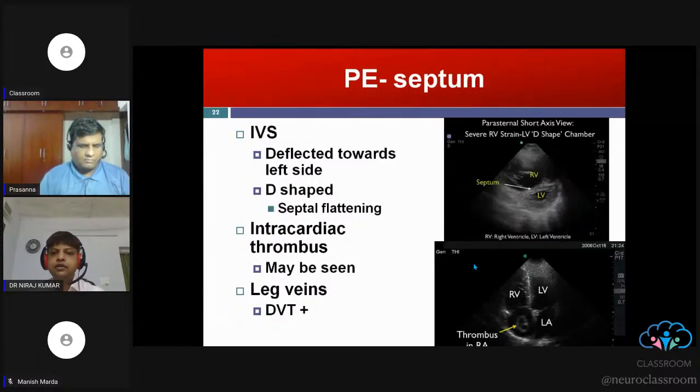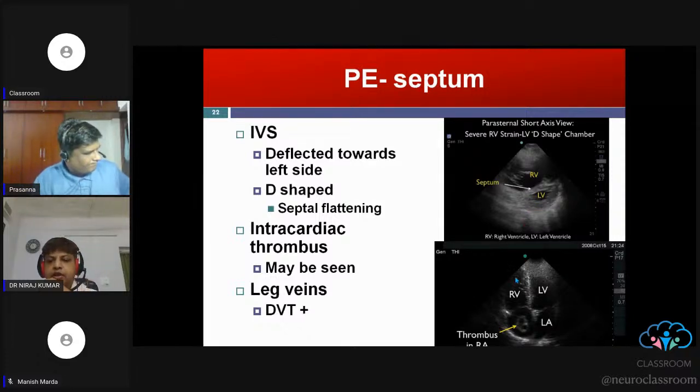Another sign is we have to assess the status of the interventricular septum. Naturally, if the right ventricle is dilated, then this septum will be deflected more toward the left ventricle. So this is the right ventricle, this is the left ventricle. Normally, it is bowing towards the right ventricle, but in case of dilatation, it is bowing towards the left ventricle. And sometimes the left ventricle becomes D-shaped. You can see the D-shaped left ventricle.